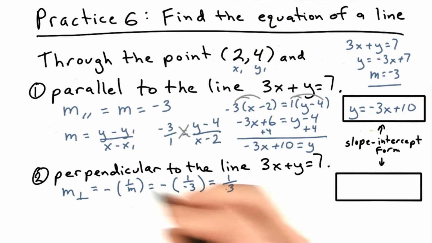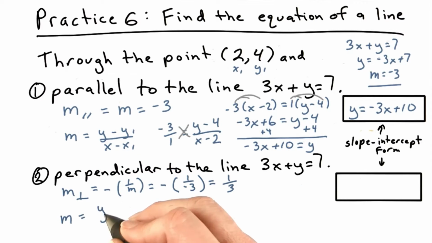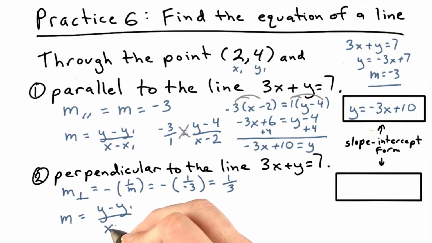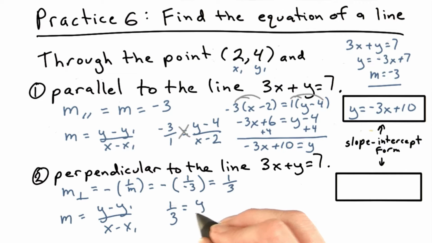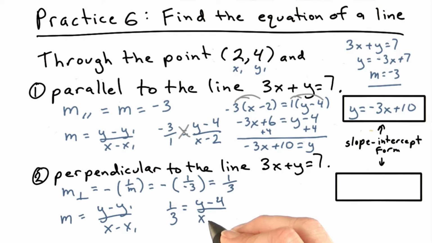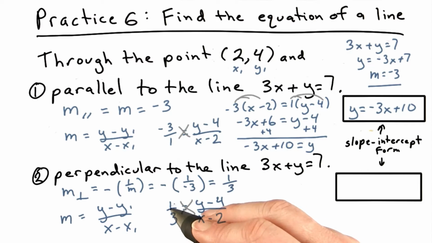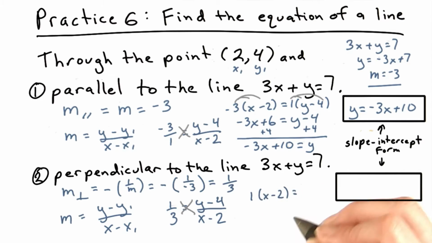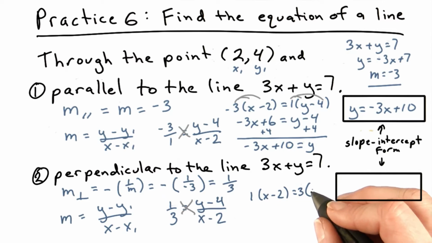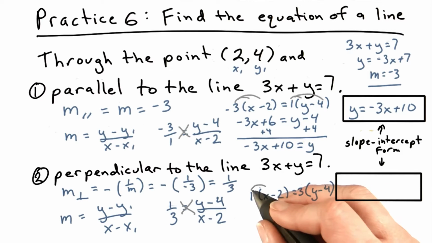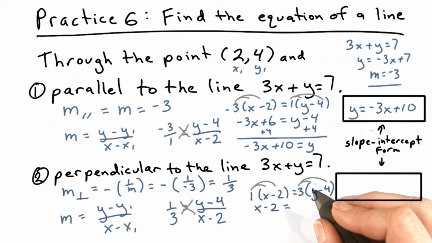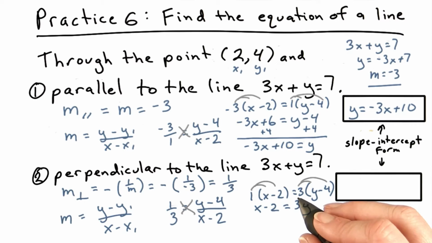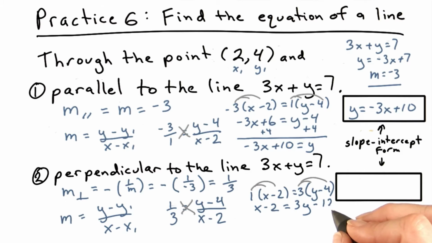Now that I know the slope, I can use my equation, m equals y minus y1 over x minus x1, which gives us 1/3 equals y minus y1, which is 4, over x minus x1, which is 2. When I cross multiply, I have 1 times x minus 2 equals 3 times y minus 4. At this point, I need to distribute again. When I multiply x minus 2 times 1, I'm just left with x minus 2. And I have 3 times y, and 3 times negative 4 is negative 12.